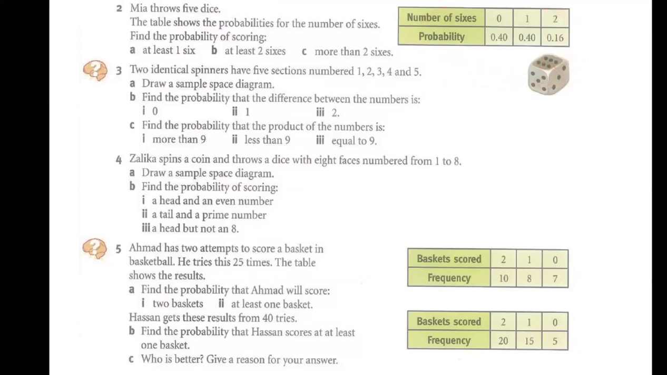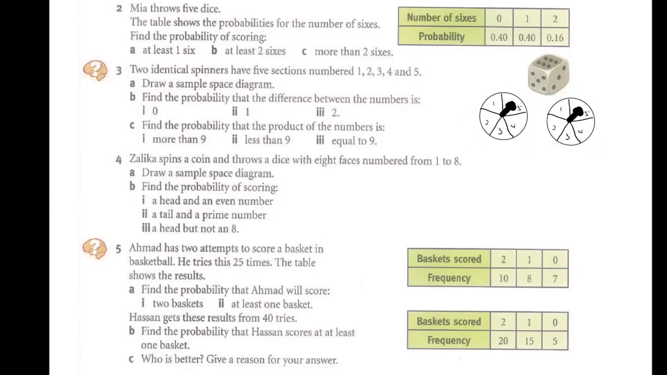So for number 3, you have a spinner. So a spinner normally looks like this. So you have like 1, 2, 3, like that. And then you have an arrow. Okay, so the numbers on the spinner is like 1, 2, 3, 4, and 5. So you just spin it, and you have 2 identical spinners, means you have 2 of this. And then we're going to spin it together.